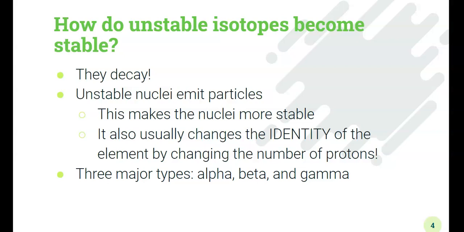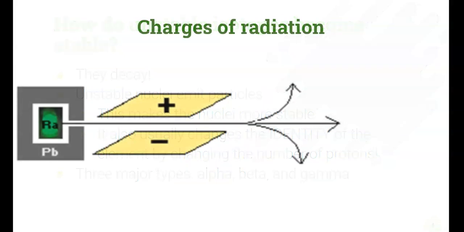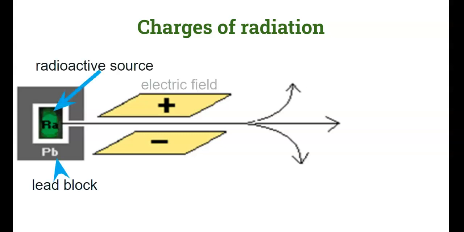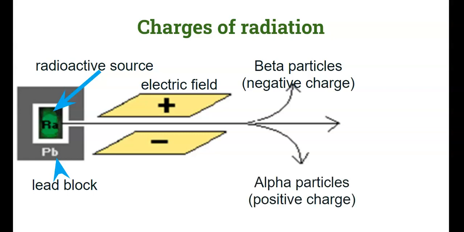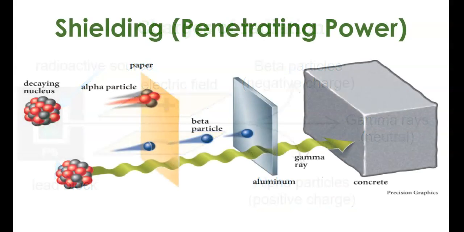Now, there are three major types of decay that we're going to talk about in this class: alpha, beta, and gamma. Now, in terms of their charges, if we were to take a radioactive sample that emitted all three types of particle and put them through an electric field with charged plates, we would find that the beta particles would be attracted to the positive plate because they have a negative charge. Alpha particles have a positive charge and would be attracted to the negative plate, and since gamma rays are neutral, they would not be attracted to either of the charged plates.